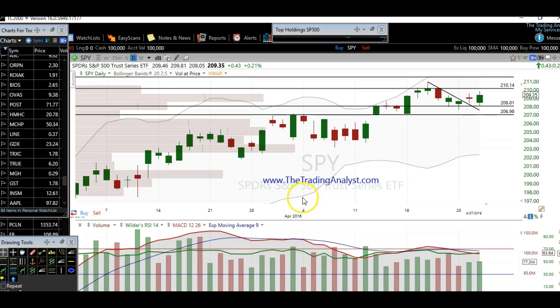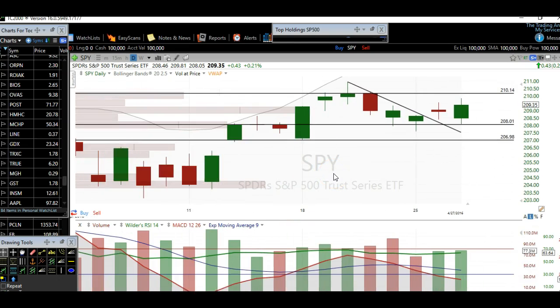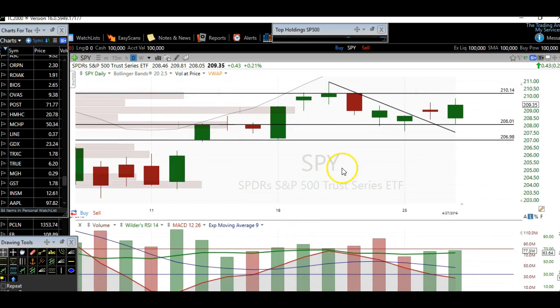All right, so let's get into these charts. As I touched on with the S&P 500 yesterday, we had 208 as support, and I suggested that we would head higher today, and that's exactly what we got. We got a retest of this 208 support, which I mentioned yesterday, and we got a bounce.